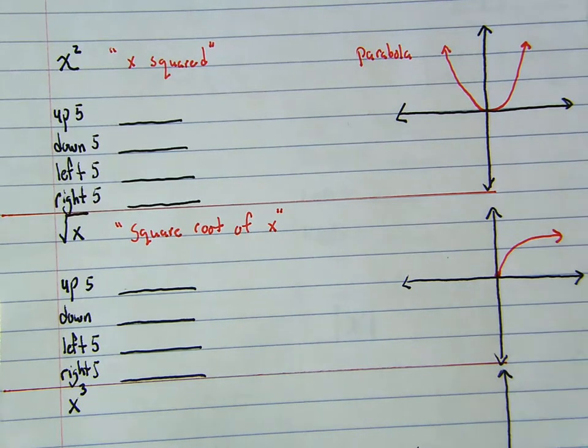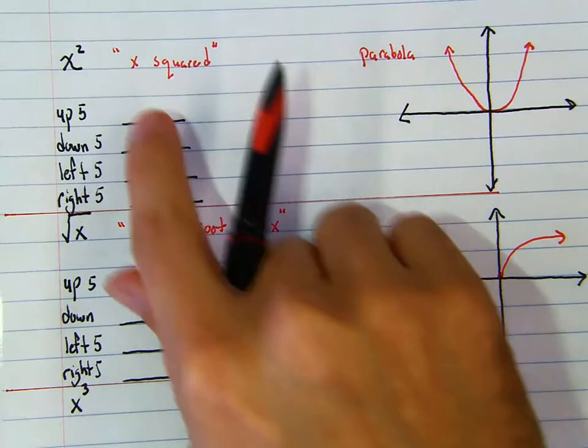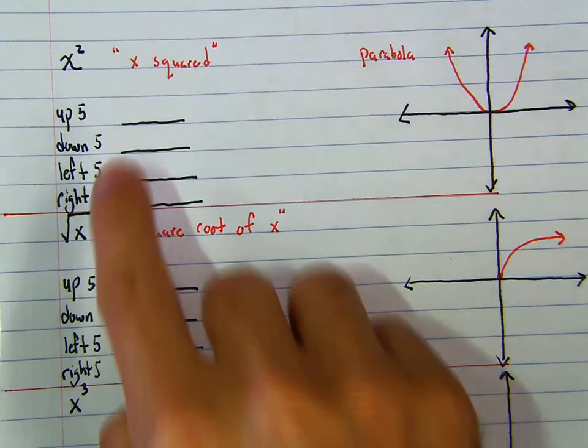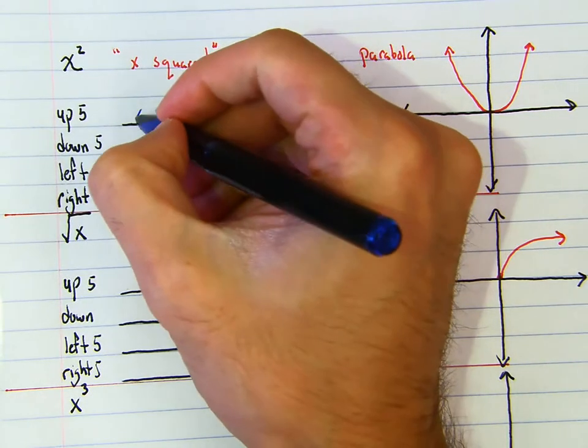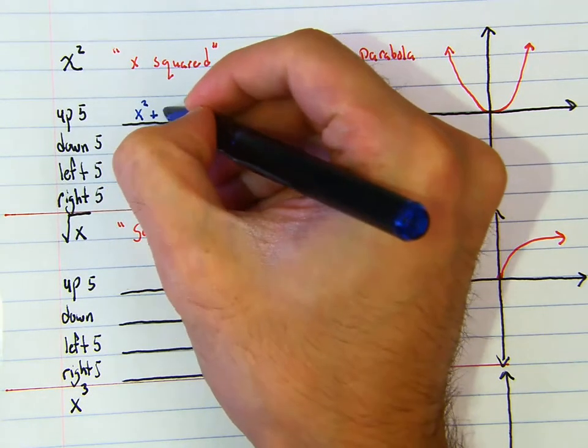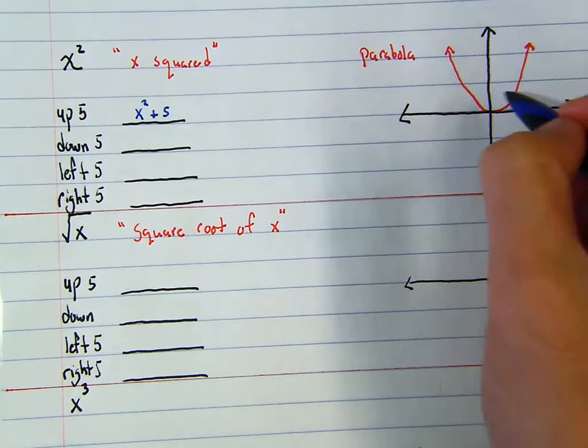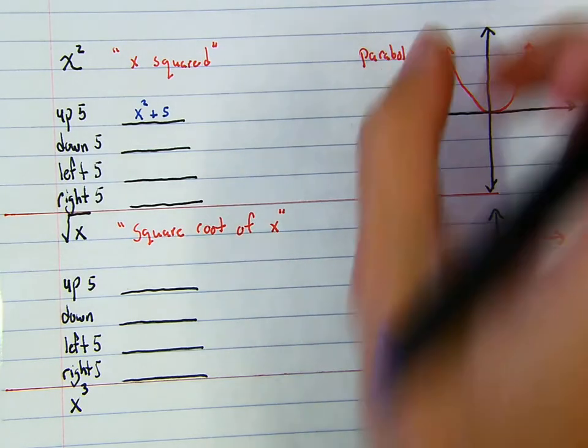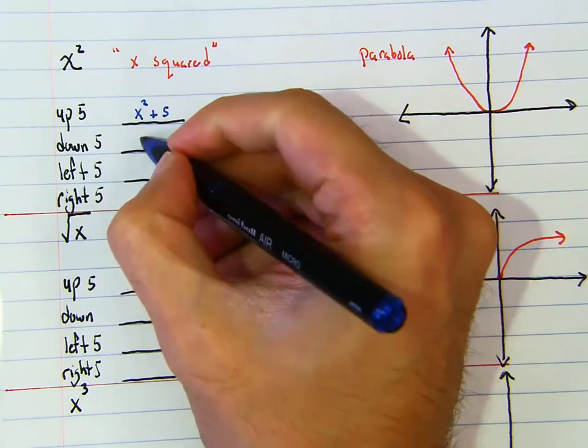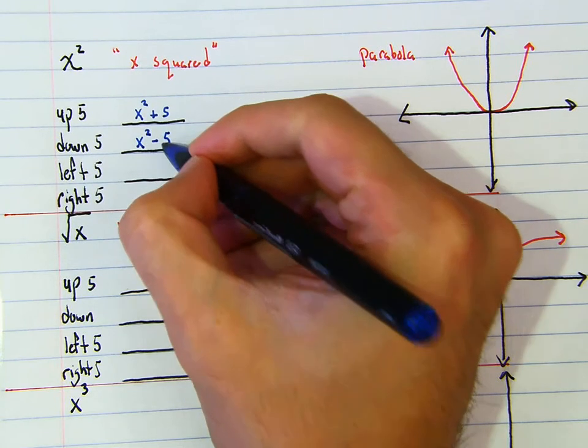Here, okay? And how do I make the graph move up 5? What am I going to do? I write x squared plus 5. And this will take the graph and move it up 5, right? What about this one? This is x squared minus 5, right?